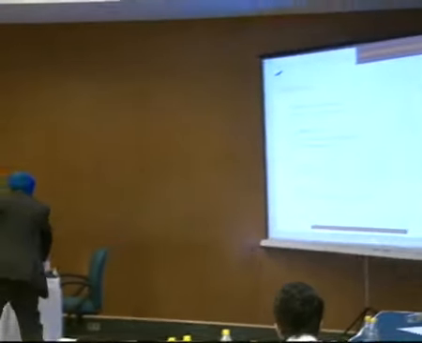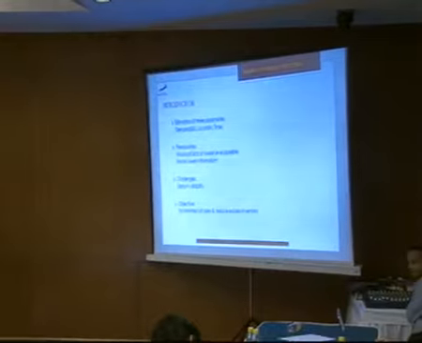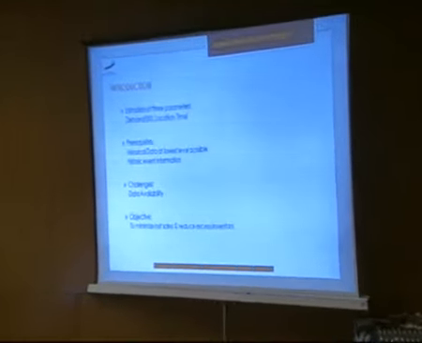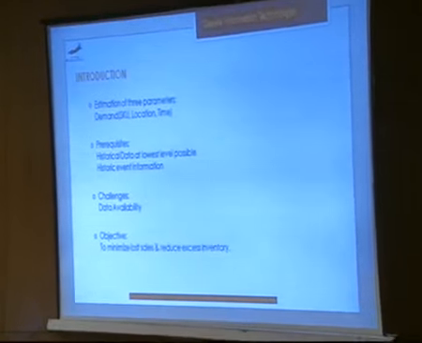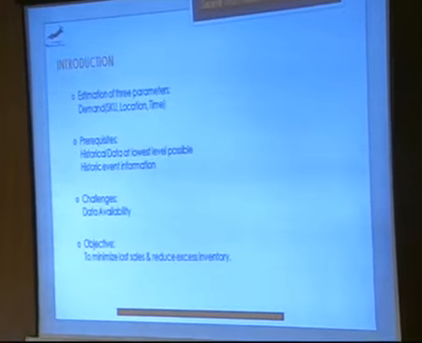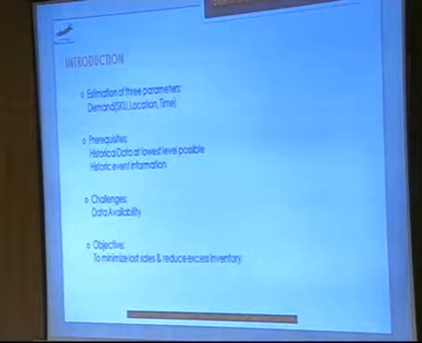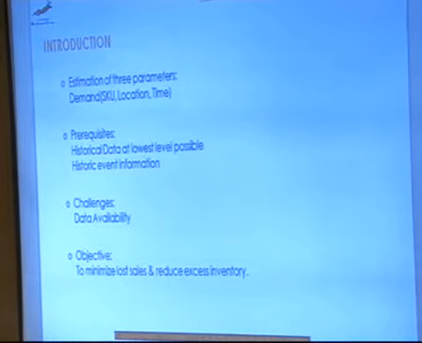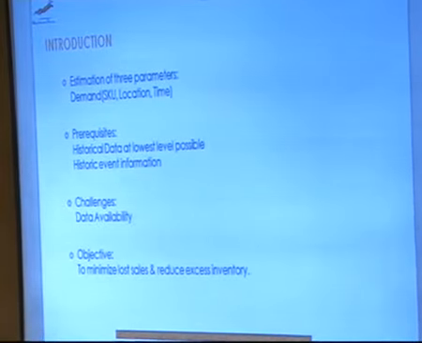At the lowest level. The lowest level can be any level at which we have reliable data. It can be either at retailer level, distributor level, or warehouse level, depending on what reliable data the company has. Now, what are my challenges? Challenges are data availability and what the objective of the demand forecast is. The main objective is to minimize excess inventory and to minimize lost sales.